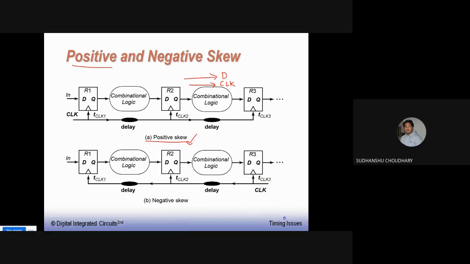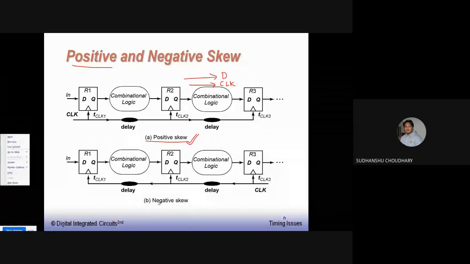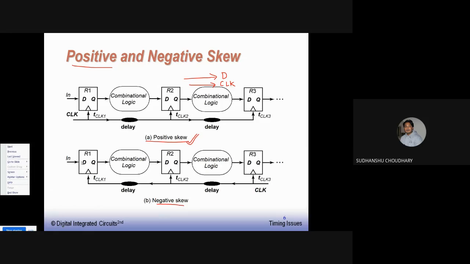And in the other scenario, that is this case, you will see negative skew. You will find the data and the clock are moving in different directions. Data is moving in the same direction, but the clock is now moving from right to left. So this is my clock moving from right to left, and data is moving of course from left to right. So in this scenario, negative skew can be produced. Data and clock both moving in opposite directions, negative skew will result. Data and clock moving in the same direction, positive skew will result.